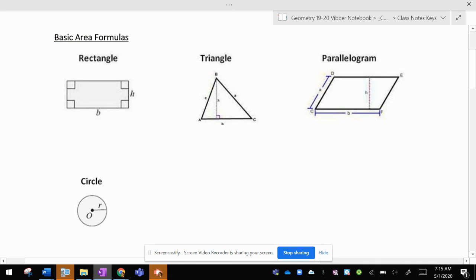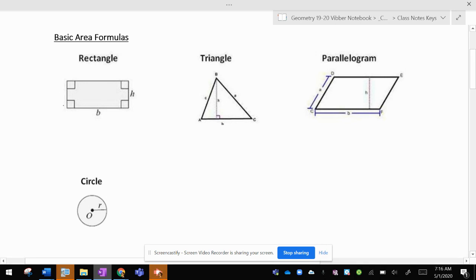So again, this is just review. So just kind of follow along, try to remember some of these. Most of them, or all of them, you probably learned in middle school, but we don't expect you to remember that far back. So let's say you want to find the area of a rectangle. This one I know you learned in elementary school.